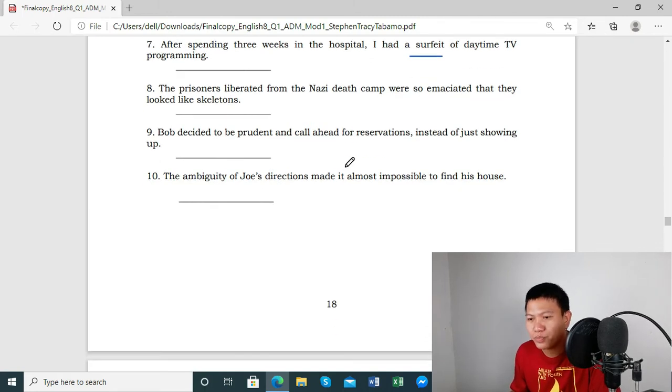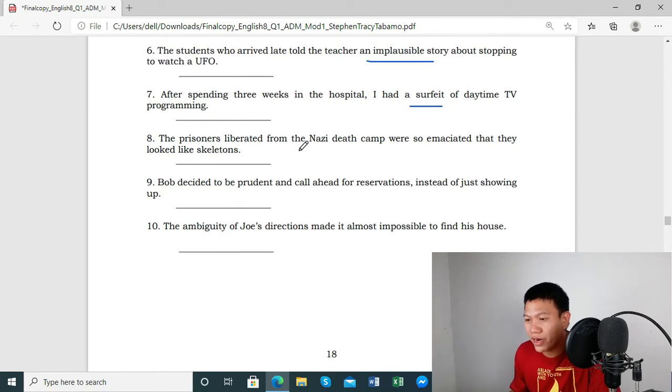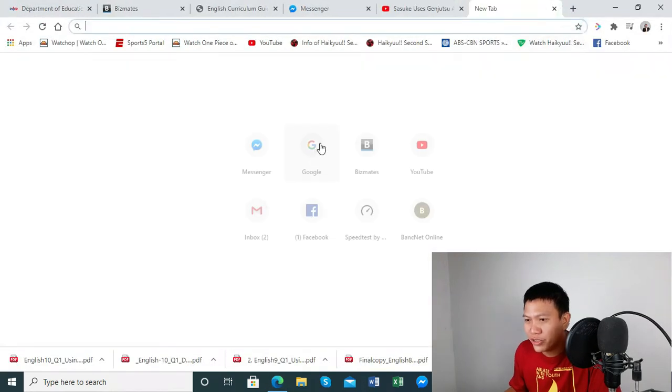Number 8. The prisoners liberated from the Nazi death camp were so emaciated that they looked like skeletons. So, emaciated. Wait lang, dahil hindi tayo sure sa pronunciation, i-check natin yung pronunciation niya.